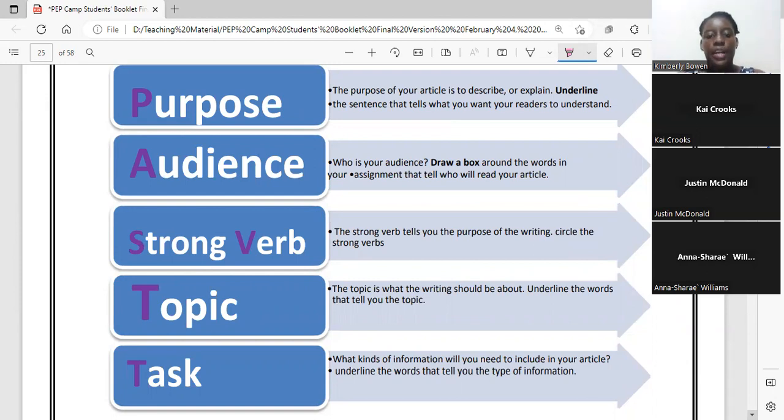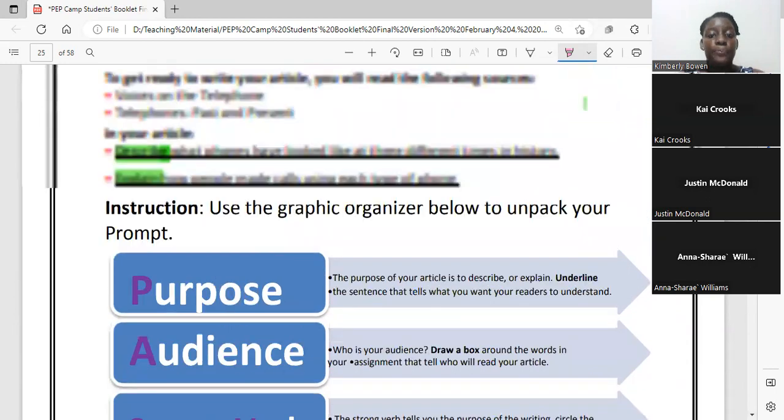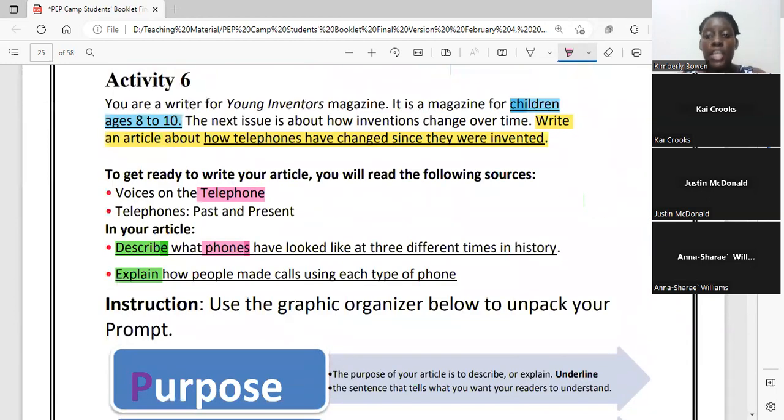All right, so finally, we're going to look at the task, and it's what kind of information we will include in our article. Now, let me spend a little time to talk about this. Sometimes we include lots of information in our article, some of the things that we weren't even asked to include. Do you think that we will be given the correct marks if we include a lot of unnecessary things and don't include what they're asking us to include? No, Miss, we won't get a lot of marks.